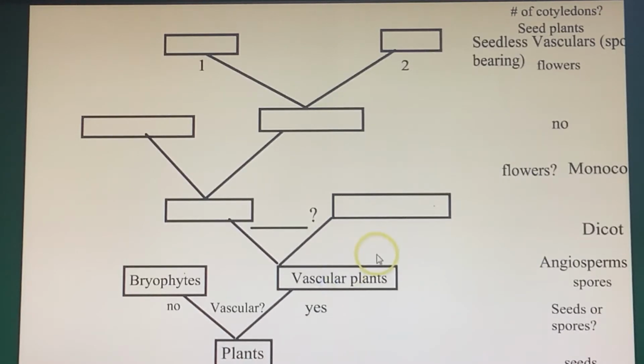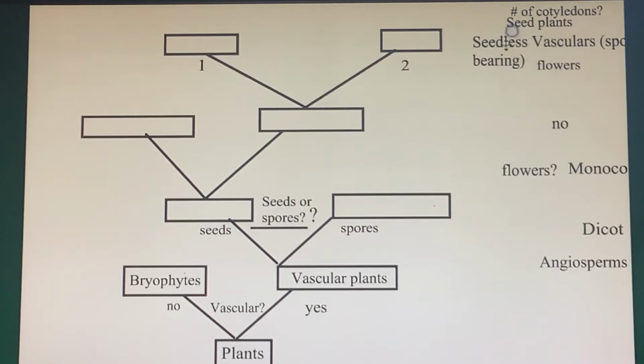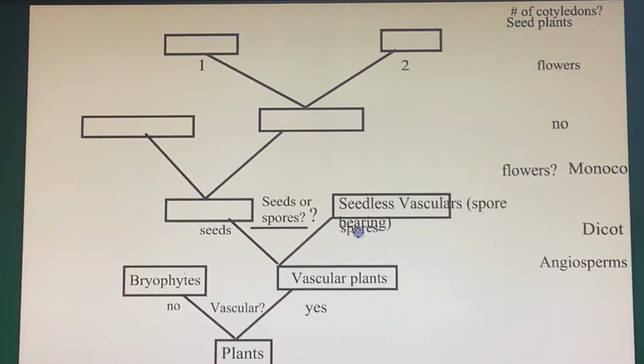Well, lots of plants are vascular. So we need to ask another question. Seeds or spores? Well, if the answer is seeds, we go this direction. And if the answer is spores, we'll go this direction. And if it's spores, then we have a group called the seedless vasculars, or the spore-bearing vasculars. I'm not fitting that in there very well, but you get the point. And there's lots of seed plants. So on this side there are seed plants.